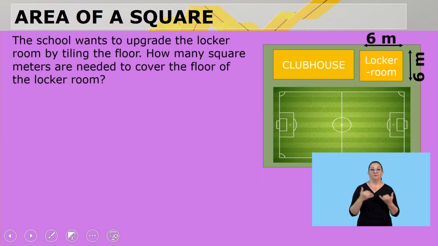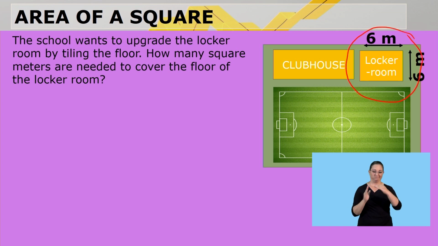If we look at an example, the school wants to upgrade the locker room by tiling the floor. How many square meters are needed to cover the floor of the locker room? So where's the locker room? The locker room is over there, and it's got a length of 6 meters and another length of 6 meters.